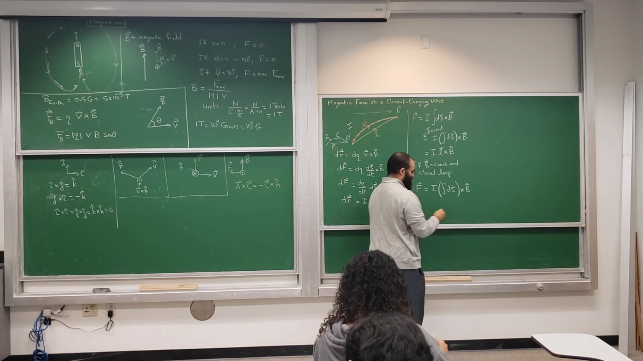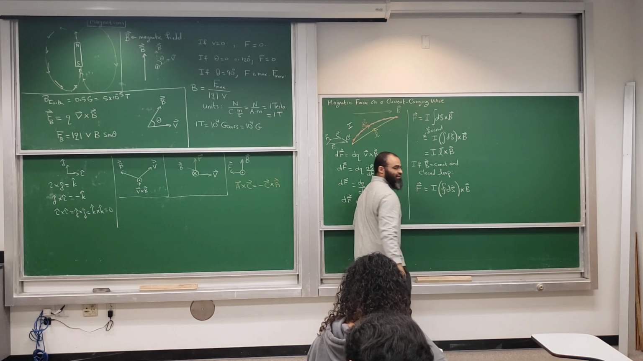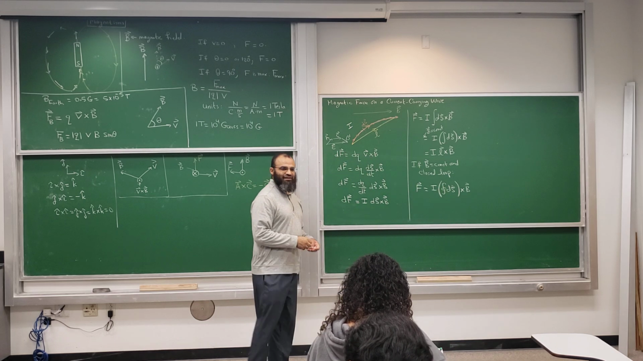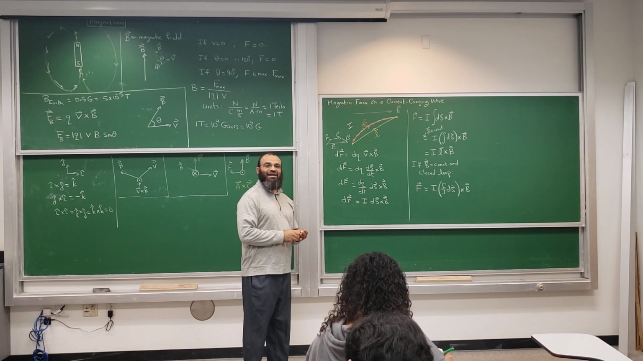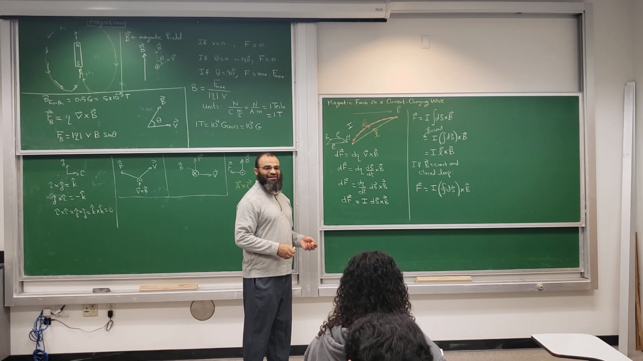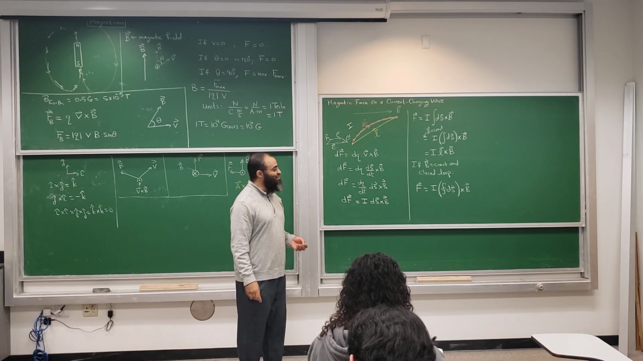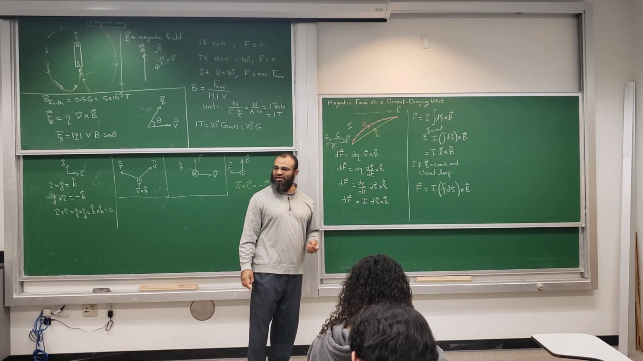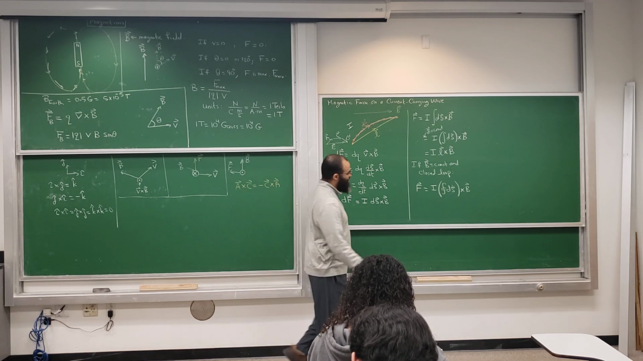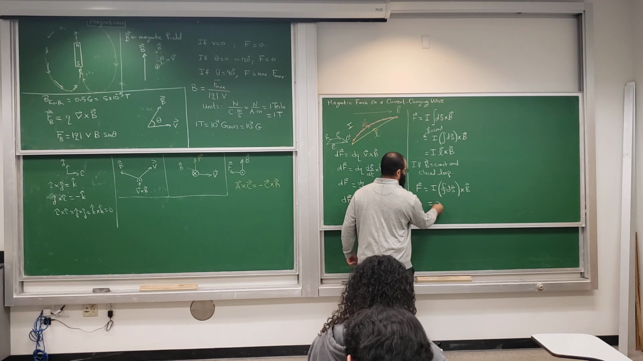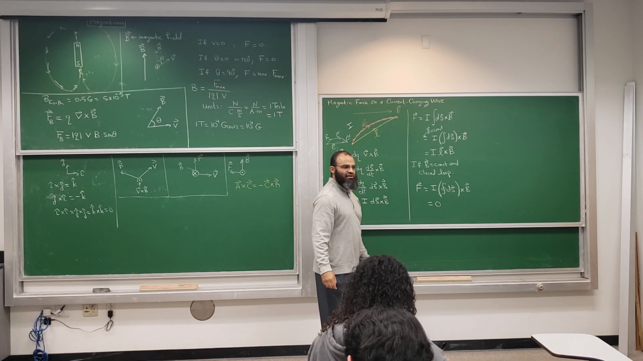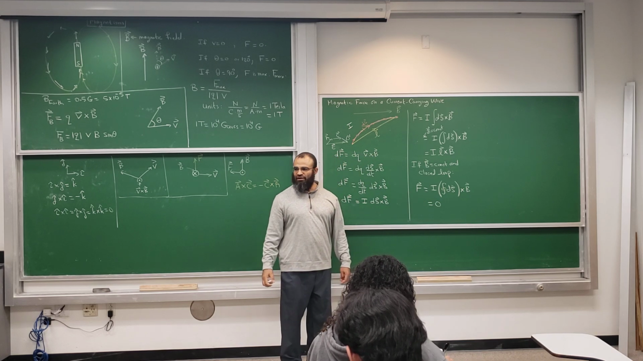But I want a closed loop, so I'm going to draw it closed. So what's that? Zero? Yes. That would just be the displacement. The sum of all the little ds is going to be the displacement, and that's zero. It's a closed loop. We come back to the same position. So the force on a closed loop is going to be zero, assuming the magnetic field is uniform.